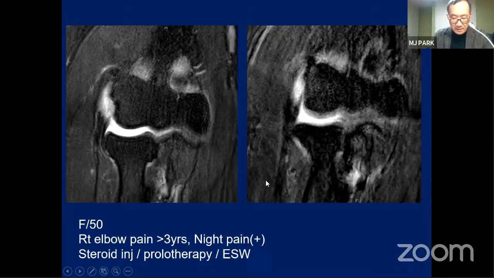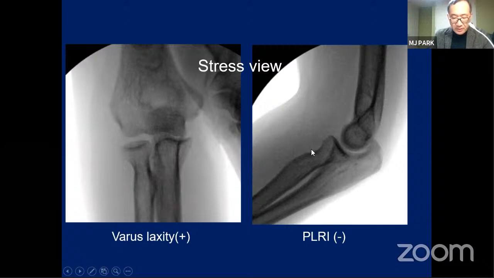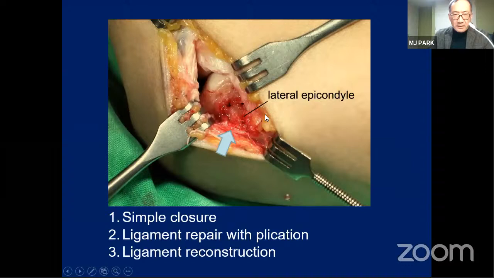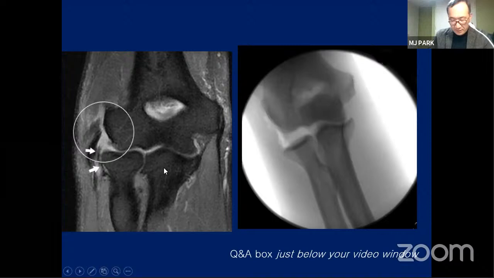And a stress test under anesthesia to evaluate the stability is very, very helpful to decide what procedure we will do for the ligament. If there is only laxity with a firm end point, after the debridement, you can close the defect simply, or if you are concerned about instability after the operation, pull-out repair with an anchor may be a good option. And if definite instability is observed, obviously ligament reconstruction is indicated.